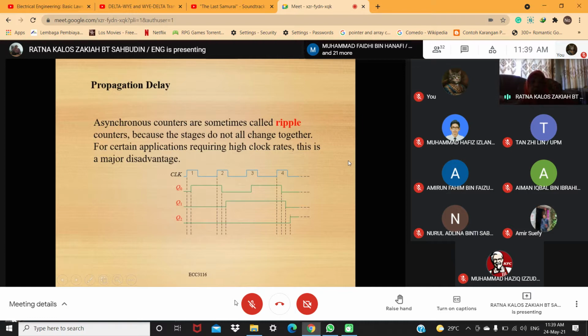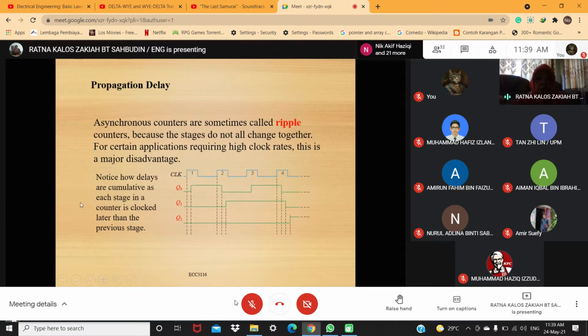Now look at propagation delay. Asynchronous counters are sometimes called ripple counters because the stages do not all change together. Why? Because remember, the clock is only at the first stage. So for certain applications requiring high clock rates, this is a major disadvantage. Notice how delays are cumulative, as each stage in a counter is clocked later than the previous stage.